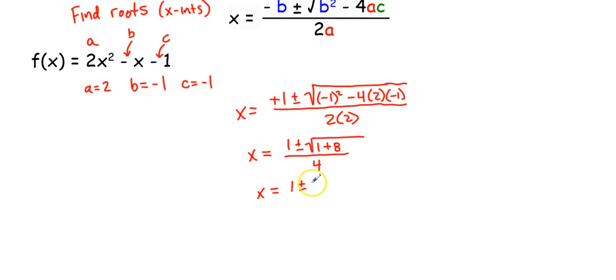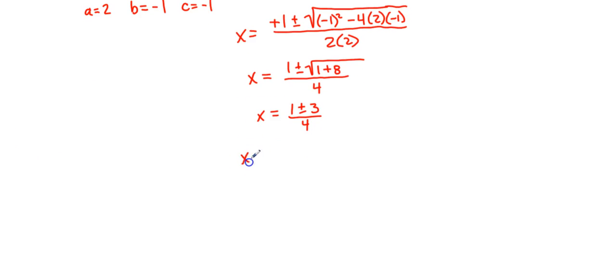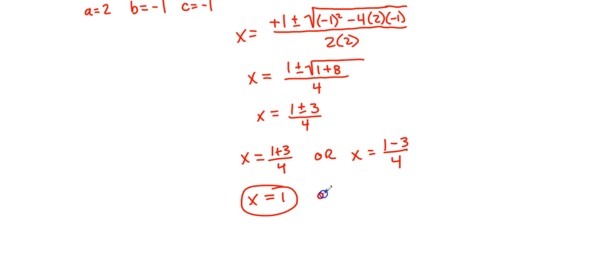the square root of 9, which we know is just 3, over 4. So this is going to give us our two answers. So our two answers are x equals 1 plus 3 over 4, or x equals 1 minus 3 over 4. Here we're going to have 4 over 4, so that's 1. Or x equals 1 minus 3 is negative 2 over 4 is negative 1/2. And again, hopefully you see this is the same exact answer that we got before.